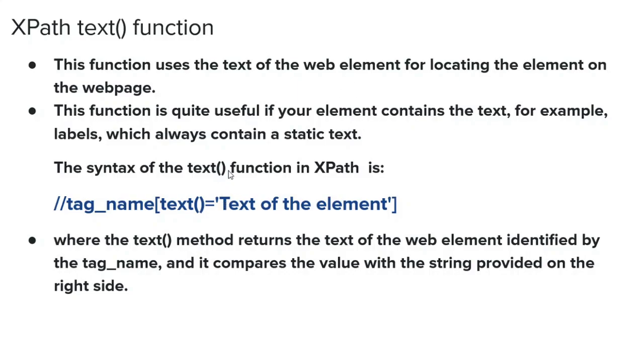The syntax of the text function in XPath is: two forward slashes, then the tag name, or we can also use star. In square brackets we use the text function equals the value we want to find on the web page. The text method returns the text of the web element identified by the tag name, and it compares the value with the string provided on the right side. So we can use this text function to find the element or the text present on our web page.